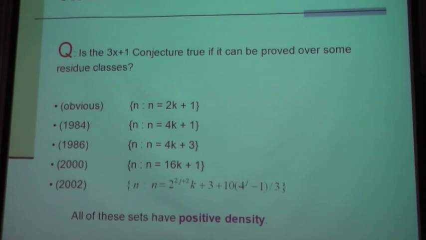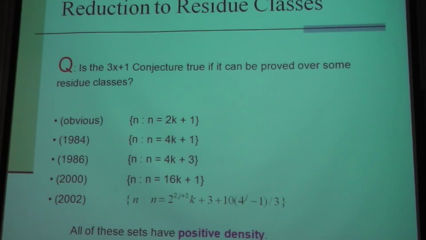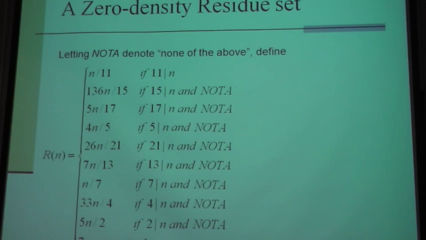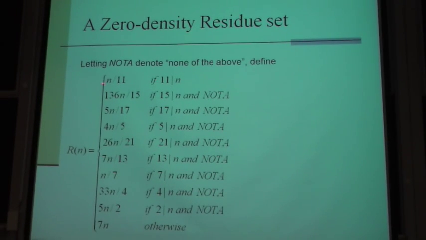So a question which hung around for some time was, is there some set of zero density which would be sufficient? If you can prove 3x plus 1 on that set, it proves it everywhere. And so here's a zero density type result, but it involves a different function, a more complicated function. This function R of n says if 11 divides n, then just return n over 11. If 15 divides n and not the above case, then do this to it. And you have this finite number of branches that come out. So it's a much more complicated function.